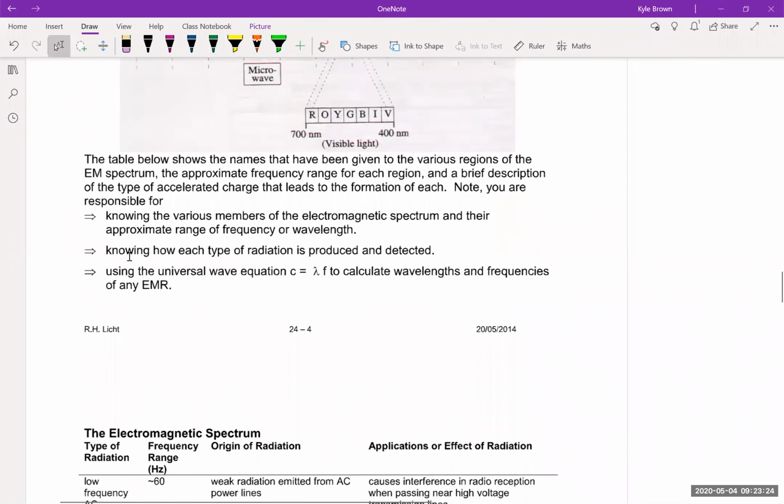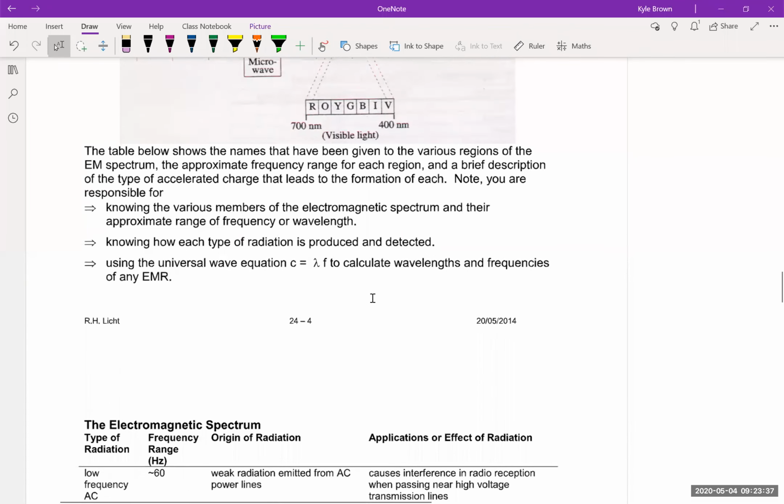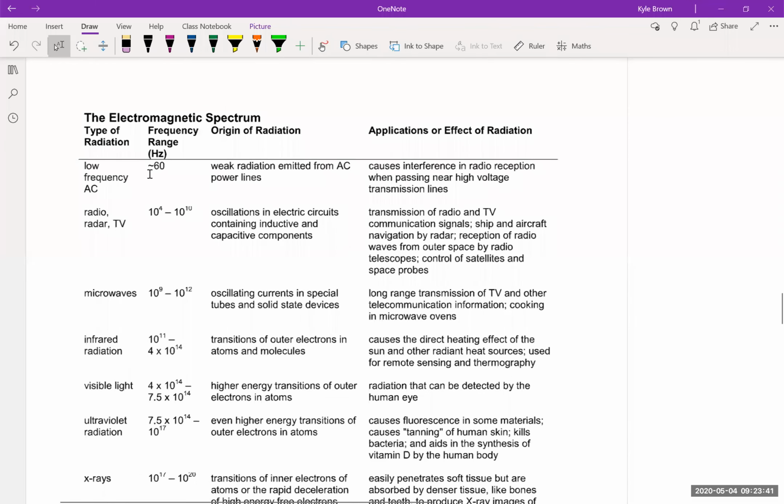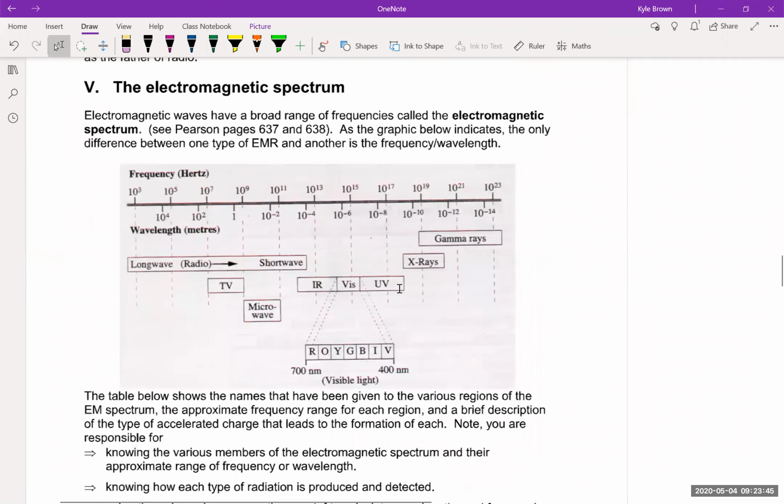And then the other one is knowing how each type of radiation is produced. I'm going to show you in a second below a little table that is helpful. And then using the universal wave equation to calculate wavelengths and frequencies. You guys have done a bunch of this already from the other unit. So, different parts of this spectrum and how they're produced.